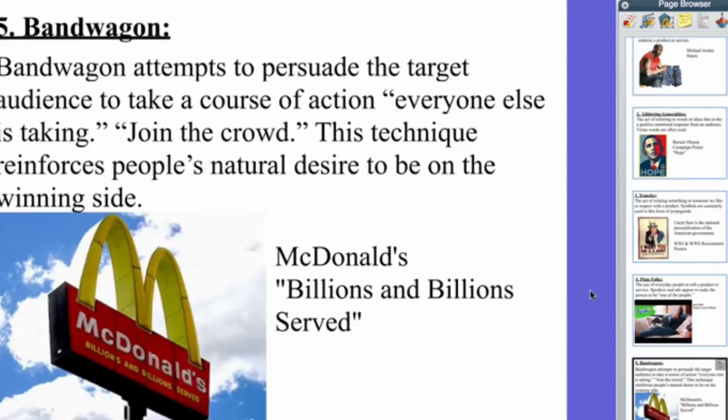Number five is bandwagon. This form of propaganda attempts to persuade the target audience to take a course of action that everyone else is taking. Join the crowd. This technique reinforces people's natural desire to be on the winning side. So we kind of refer to bandwagon more when we're talking about sports teams. Like, hey, everyone got on the bandwagon because they're winning right now. But when the team is losing, everyone is not a fan.